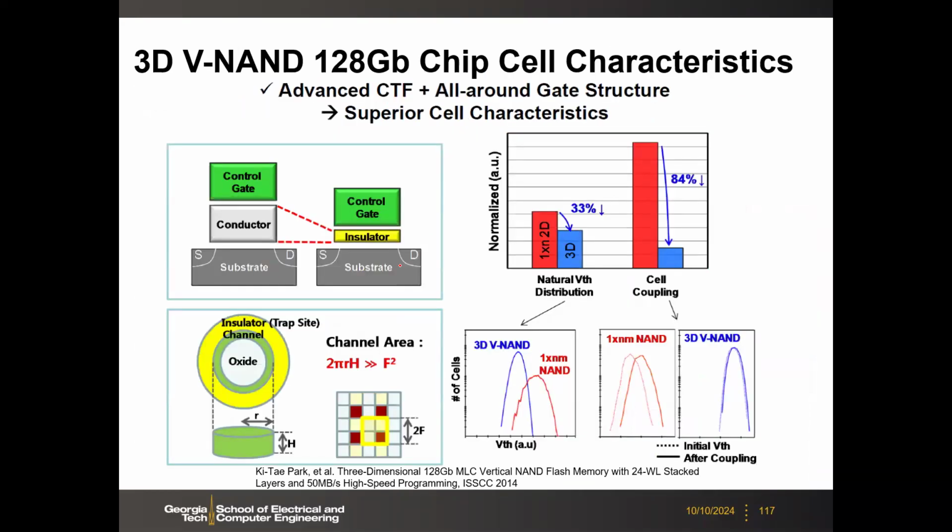So here, the advantage, if you think about this 3D VLAN, first of all, if you change from the floating gate to the charge trap, the floating gate, if you recall, is pretty high in terms of the height of the stack. And the floating gate is kind of conductive polysilicon. So this ONO structure is very thin.